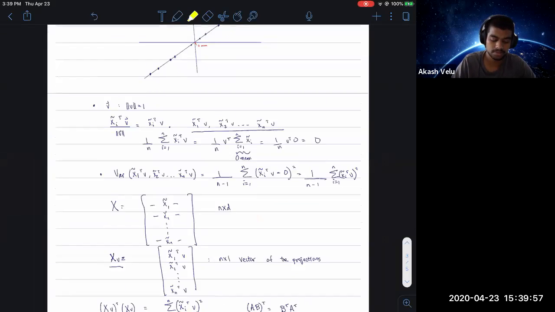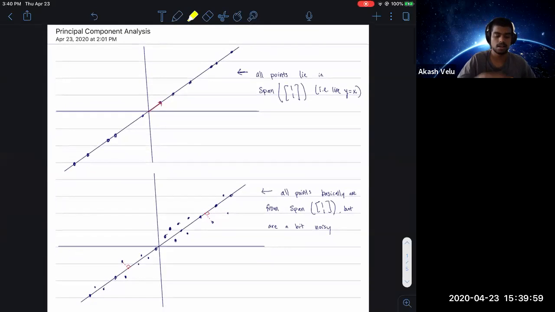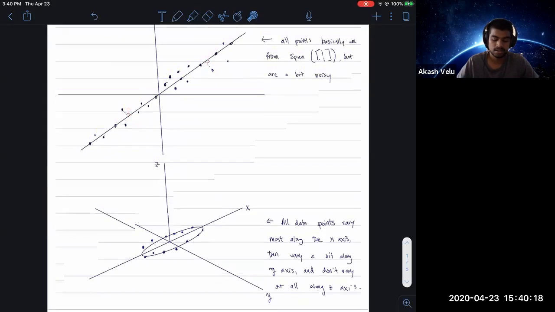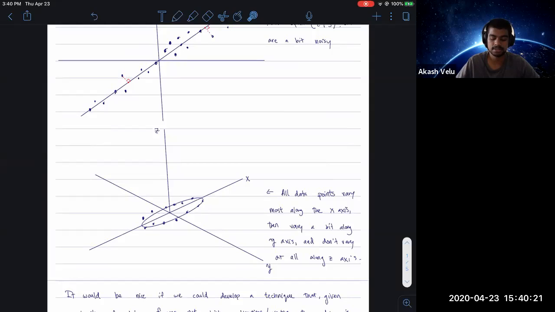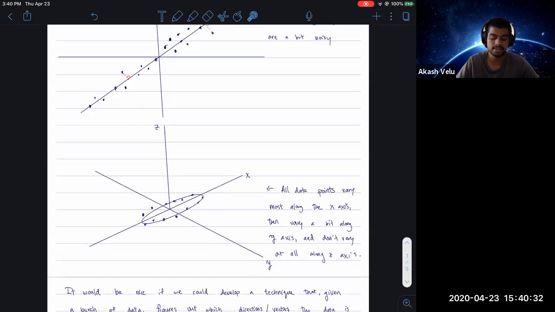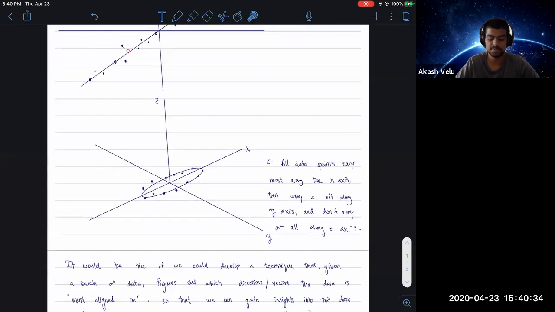All right, let's do a quick recap before I end this video. The setup that I initially described was that we're given a bunch of data points, and we want to find some sort of analysis about them. For example, if all the data points lie along this line, we want to figure that out. Similarly, if we're given data points in a higher dimensional space, we want to determine along which directions the points are most different, which is equivalent to asking which directions in space maximize the variance of the points.